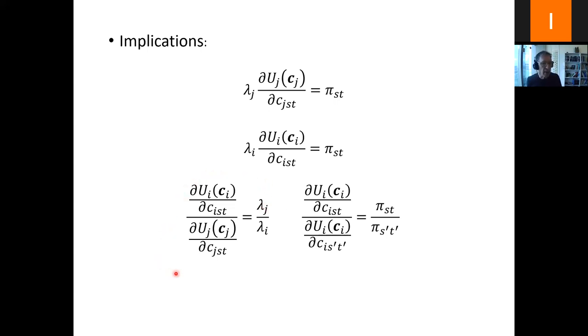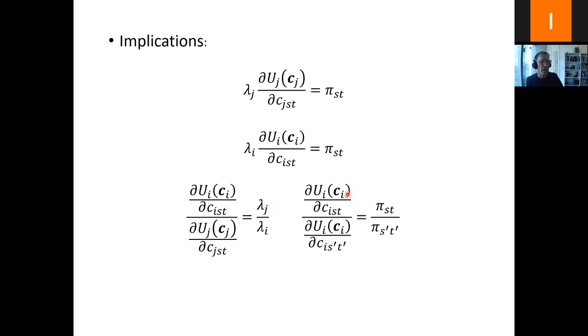And what's interesting is that this ratio of marginal utilities in state s at time t of person i to person j is fixed by their Pareto weights. Their Pareto weights don't have an s or a t subscript. They're just individual subscripts, which means that the ratio of marginal utilities of any two people cannot change over time. And that's the key implication of an efficient allocation of risk.